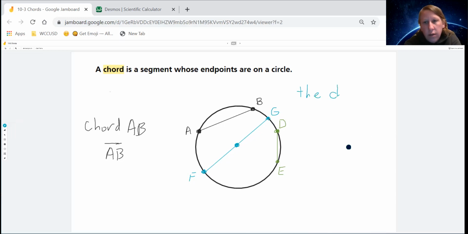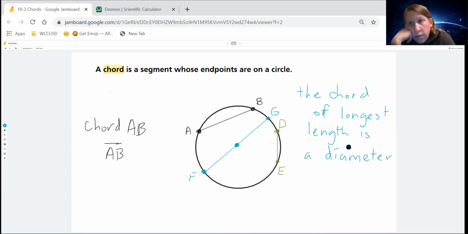The chord of longest length is a diameter. There's more than one, but the longest chord you can get in the circle goes through the center of the circle. So in this case, diameter FG is the longest chord. And you can kind of see the closer the chord gets to the edge of the circle, the shorter it gets. Then it gets bigger, bigger, bigger, super big. Once it goes across to the other side, it starts to get small again.